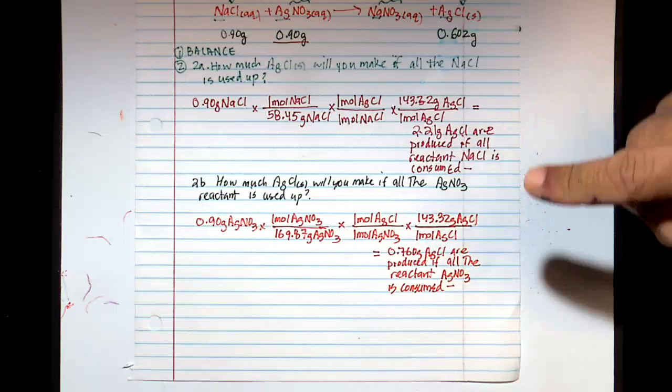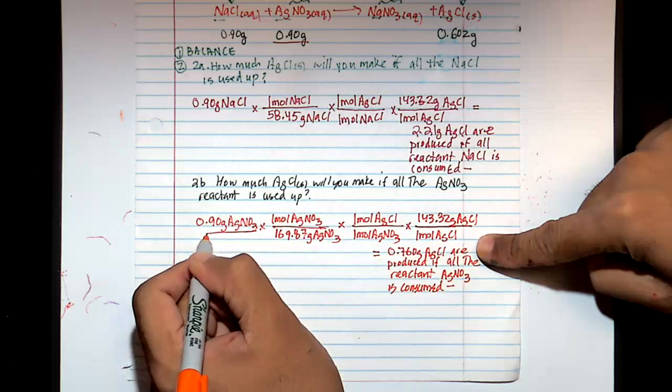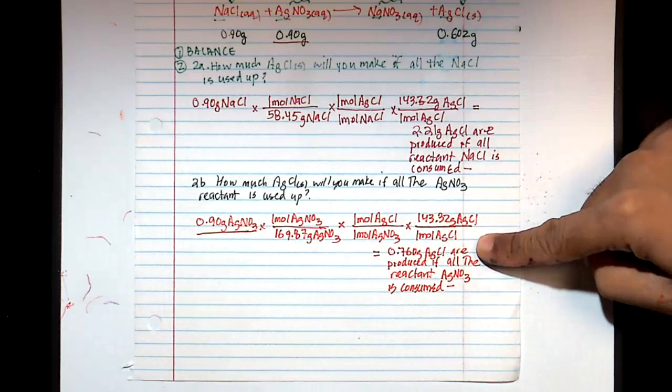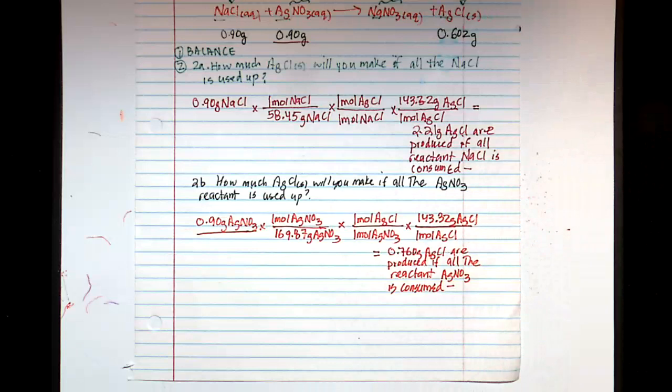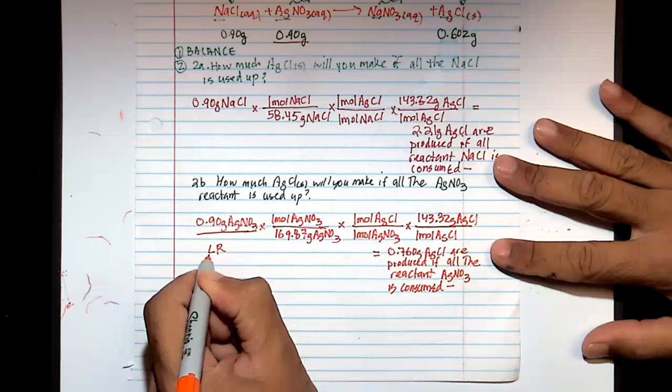Okay, you cannot make 2.21. Impossible. Why? Because after you make 0.76, all of this is gone, and once all of this is gone, the reaction stops because you have no more reactant. It's like you ran out of eggs, so you cannot make cake. Okay? So yes, AgNO3 is what we're going to call the limiting reagent.